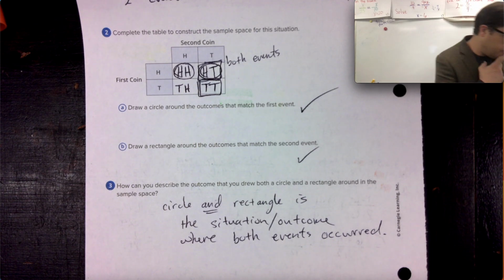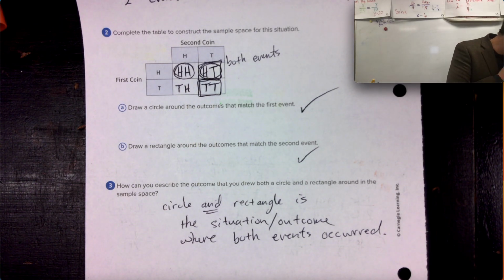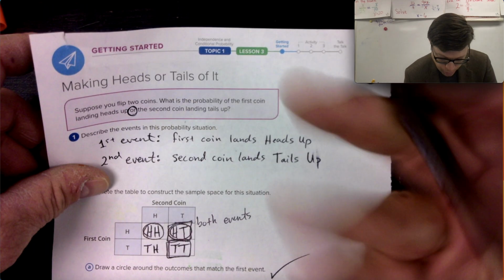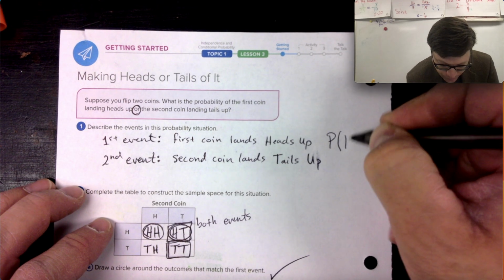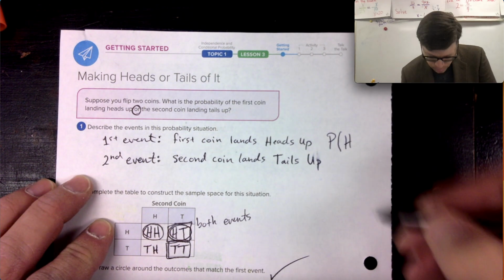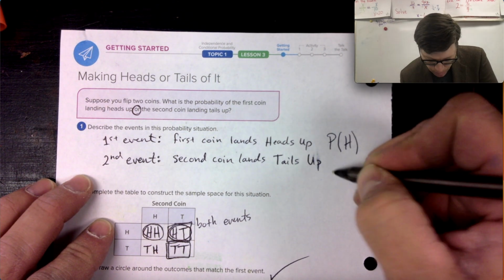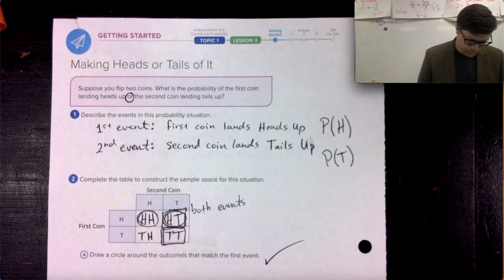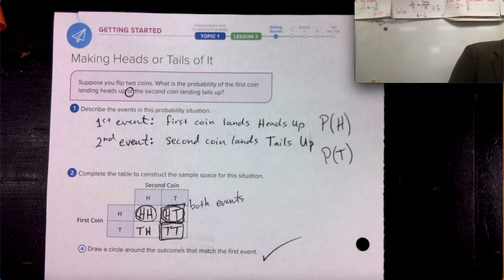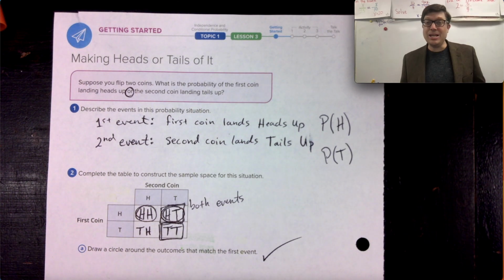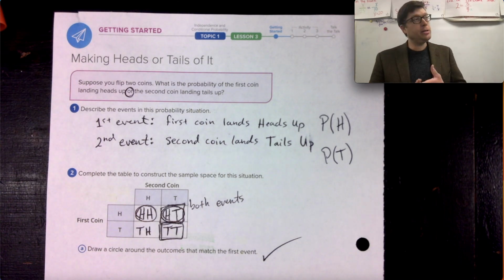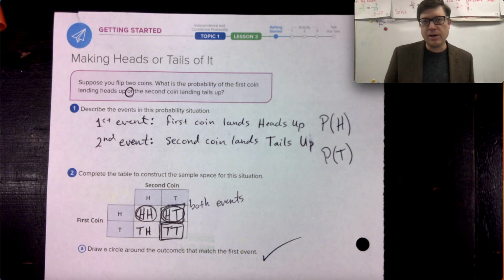Some questions for you. How can you rewrite this problem using probability notation? Probability of heads, probability of tails, the situation. Is this independent or dependent events? Independent means the first coin doesn't influence the flip of the second coin. This is independent events.